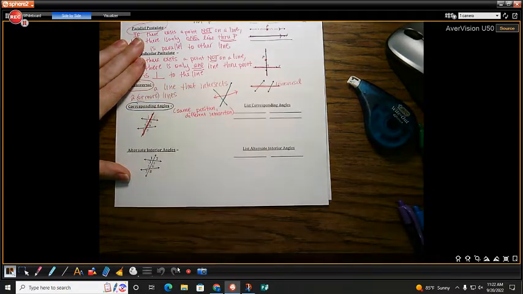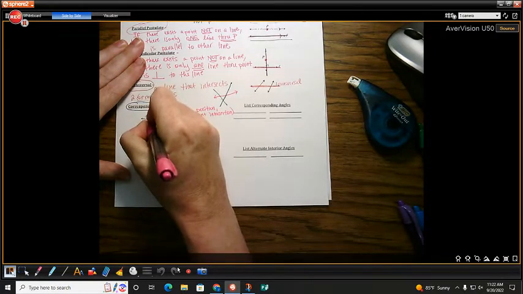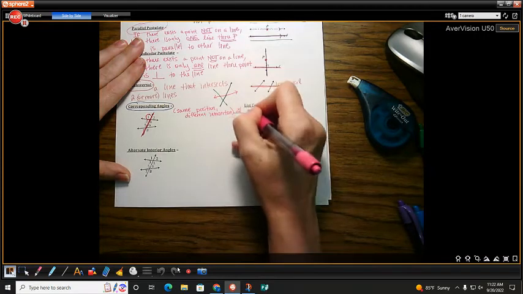So looking at this picture, I'm going to color the transversal. That's this guy right here. It's cutting across the other two. And I'm going to circle angle 1. And I want to know which angle corresponds to angle 1. Which one's in the same position?